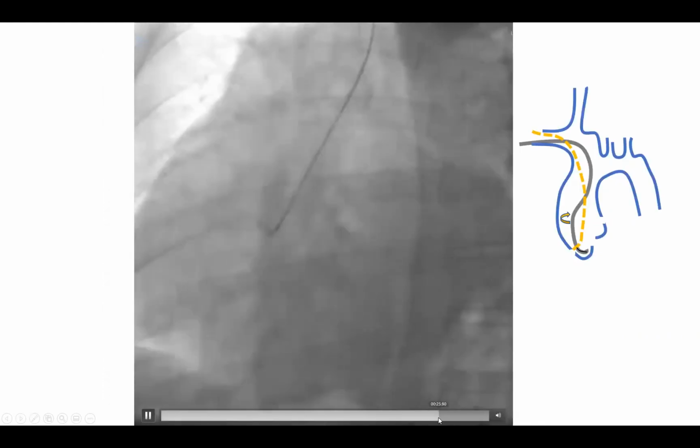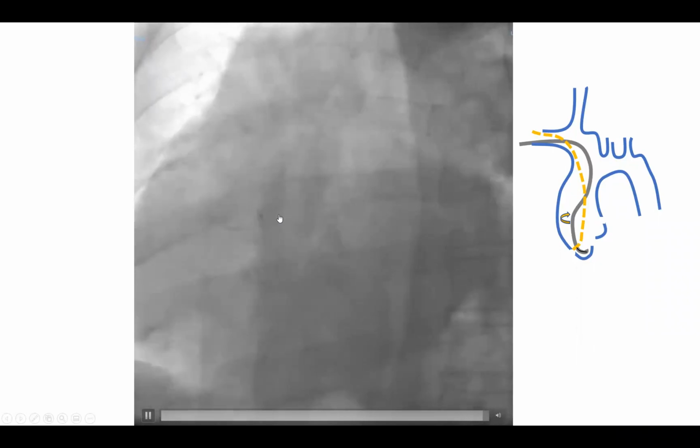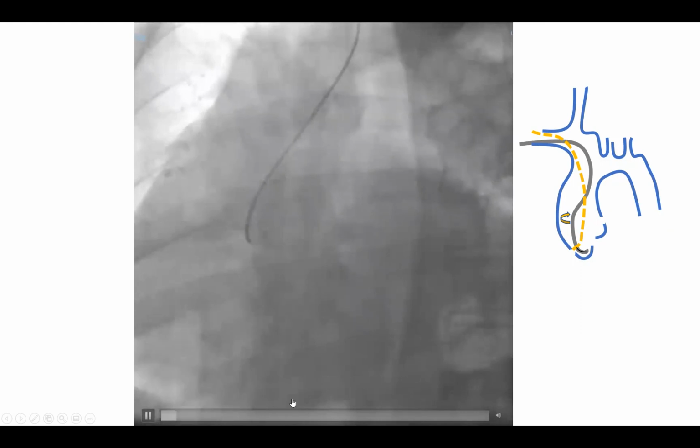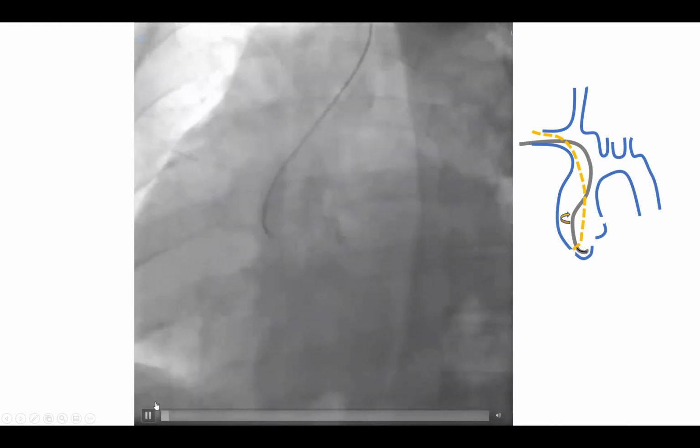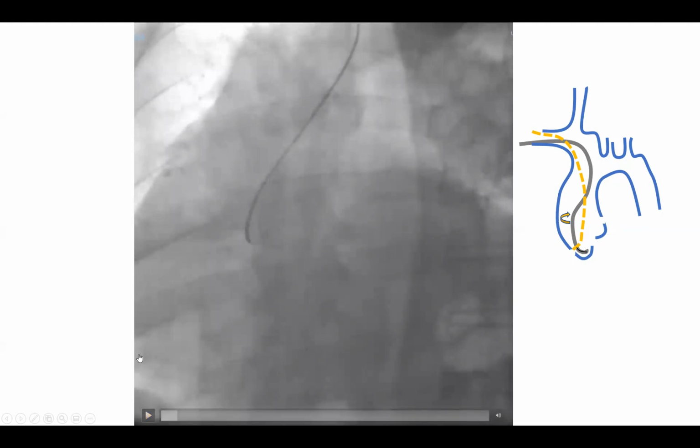However, here is what happened. After we engaged that coronary, we took the wire out, and look what happened. The catheter flew up after we took the wire out. The catheter flew away. Why? Because that tortuosity that was straightened now went back to its original shape. Okay? So here's the message here.